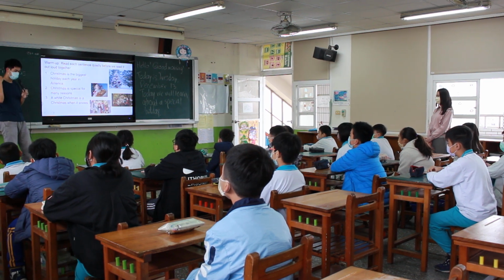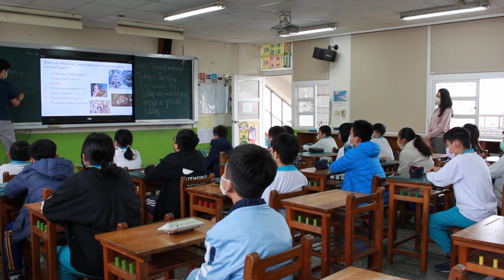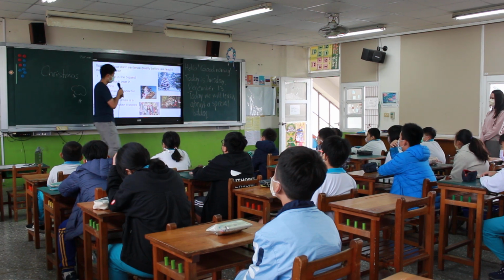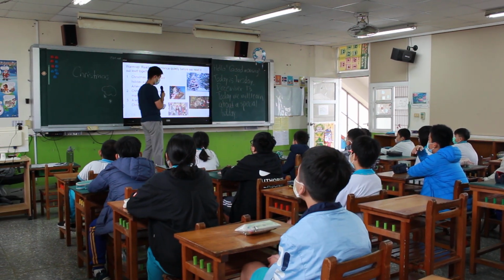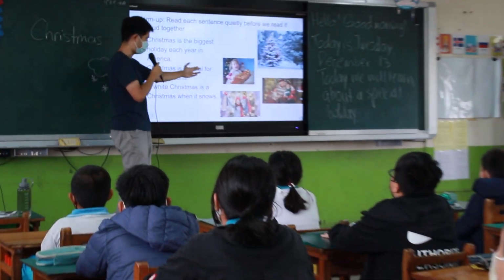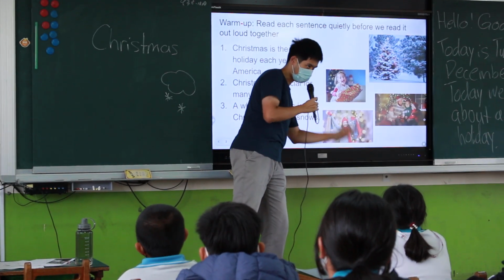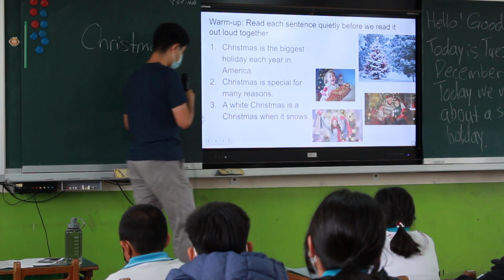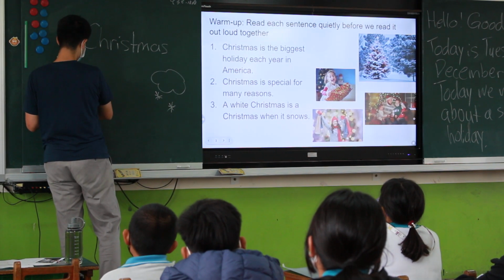Last time we talked about snow when we said winter sports, right? Snow, like that. You can see here, there is a Christmas tree and there's snow, so this is a white Christmas. Now, sentence number two, we said Christmas is special for many reasons. In our pictures here, we have three reasons. One, two, three. Let's see if we can figure out why Christmas is special.